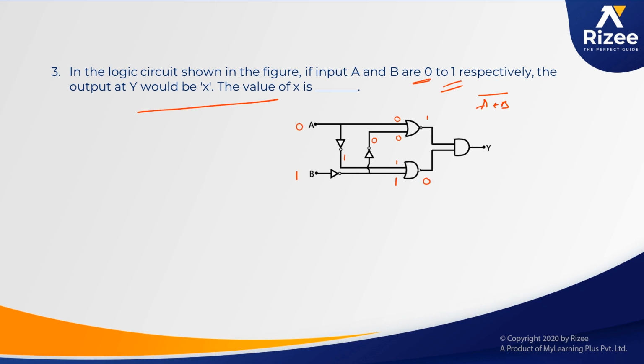Both of them are fed to an AND gate, and the final value is the AND gate's output. The AND functionality is y equals AB, that is 1 times 0, so the final answer will be 0. So this is your third case.